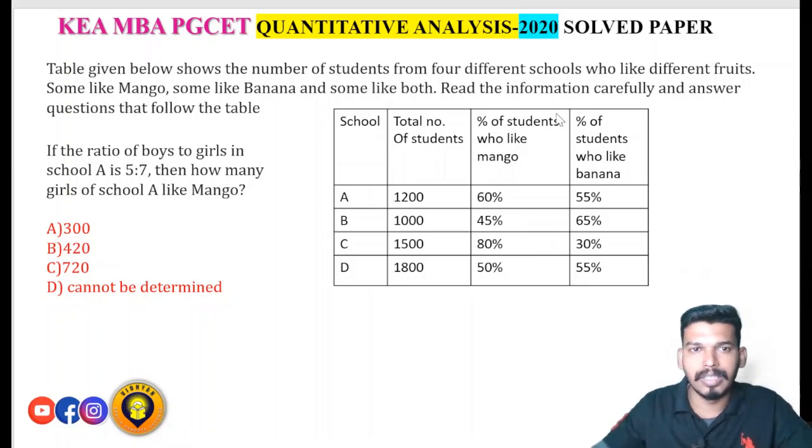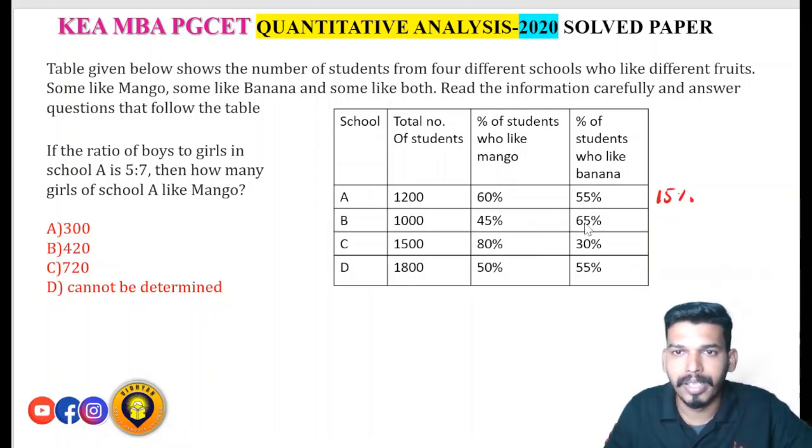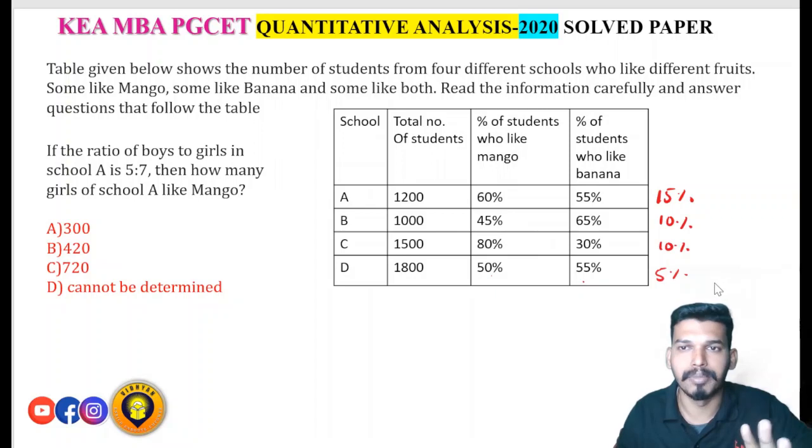So check all of them. Consider school A: 60% mango, 55% banana, 60 plus 55 is 115, so 15% like both. In school B, 65 plus 45 will be 110, which means 10% students like both. 80 plus 30 again 110, 10% like both. 50 plus 55 is 105, 5% like both.